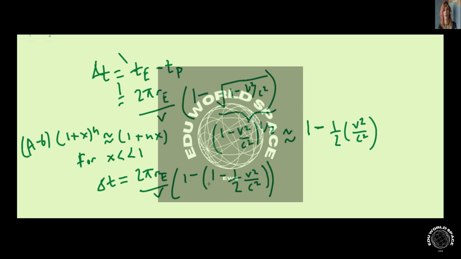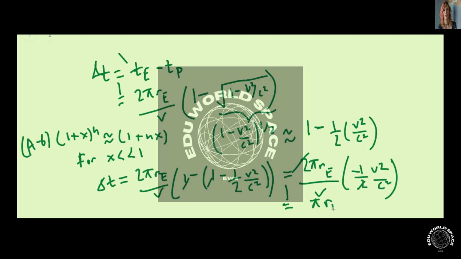Okay, so the ones cancel, and what you get is 2 pi r e over v times negative 1/2 v squared over c squared. The 2's cancel, one of the v's cancel, and this comes out to be pi r e times v over c squared. That's the difference in time, okay?